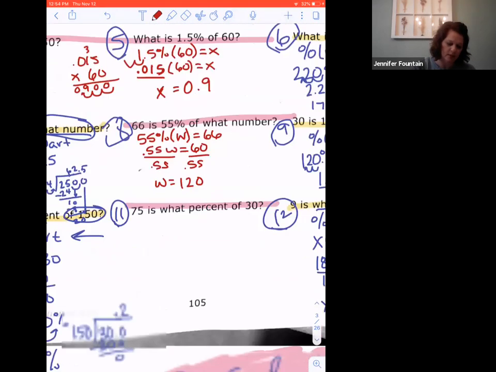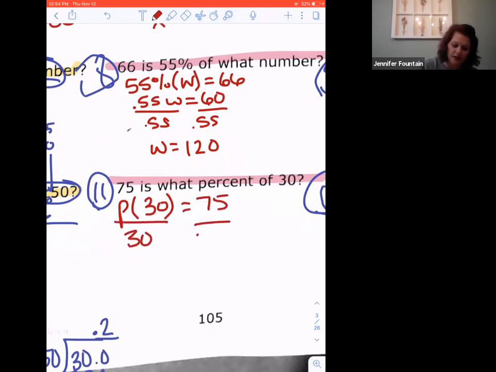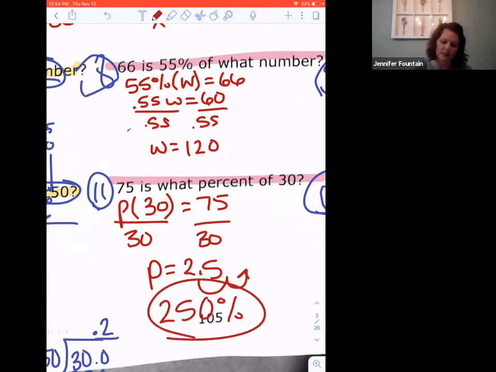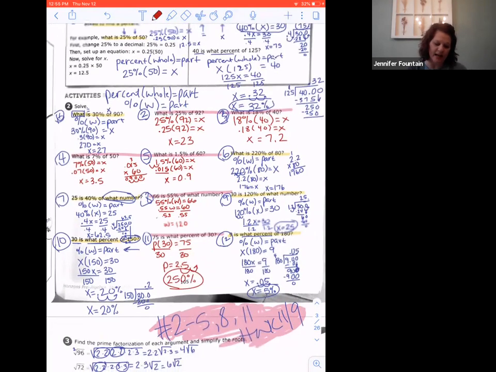And then number 11. 75 is what percent of 30? So what percent of 30 equals 75? Divide by 30, divide by 30. So my percent is going to be equal to 2.5, but then I have to change it and move my decimal to the right two places. So that would be 250%. Okay, so I solve for a decimal, but then I have to convert my decimal to a percent. So any questions on 3, 4, 5, 8, or 11?